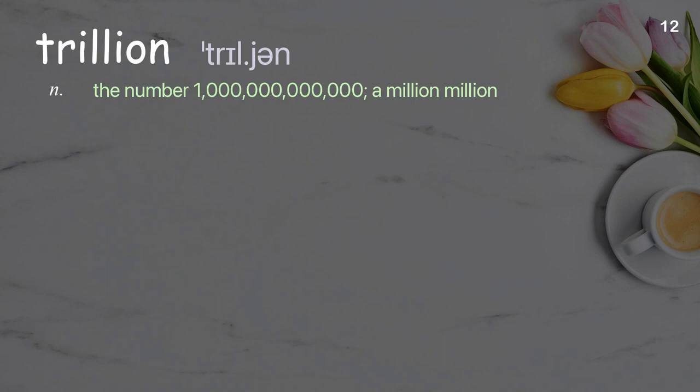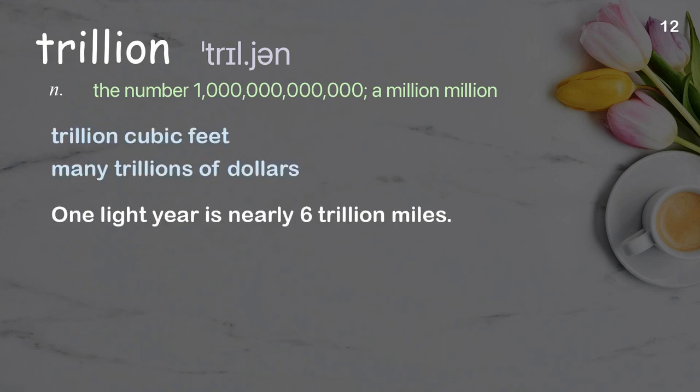Trillion. The number 1 trillion, a million million. Examples. Trillion cubic feet. Many trillions of dollars. One light year is nearly 6 trillion miles.